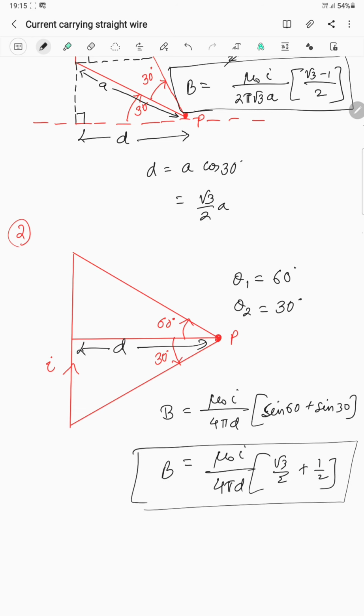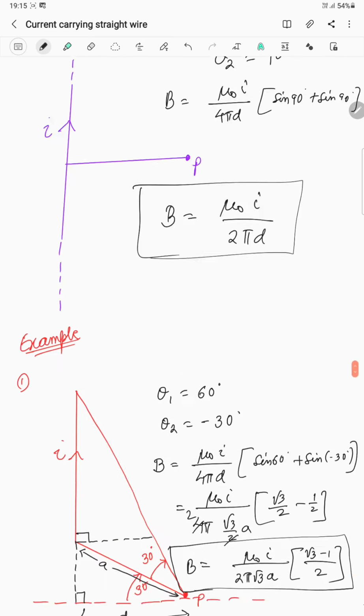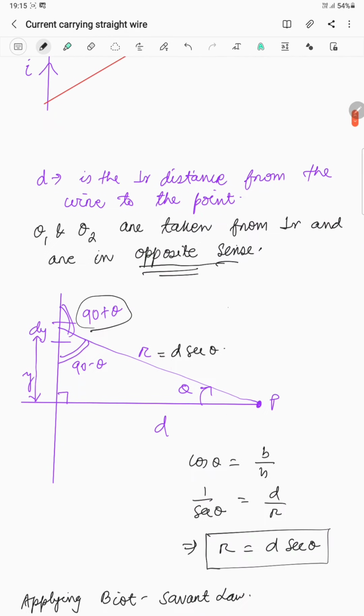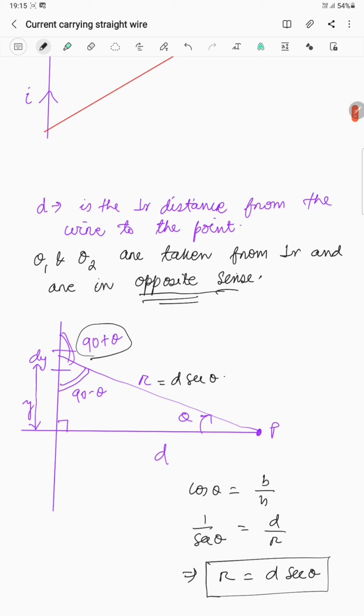Always remember what theta 1 and theta 2 are. This line is very important, which I have told you. Theta 1 and theta 2 are taken from the perpendicular and are in opposite sense. This line is very important. It is in opposite sense. So you have to keep that in mind.